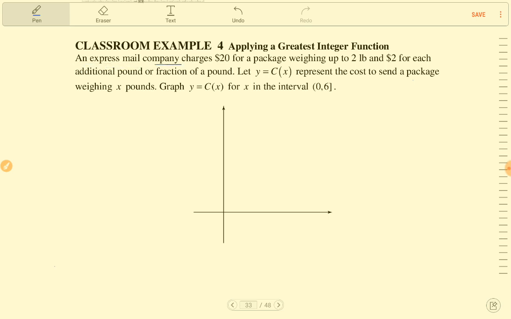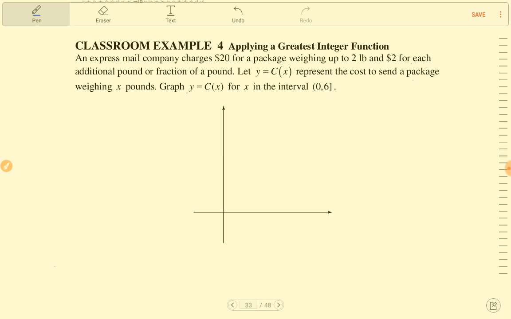An express mail company charges $20 for a package weighing up to 2 pounds and $2 for each additional pound or fraction of a pound. Let y equals c of x represent the cost to send a package weighing x pounds. Graph y equals c of x for x in the interval 0 to 6.